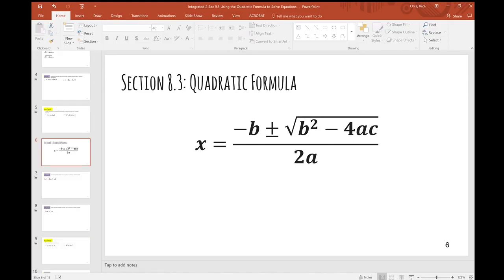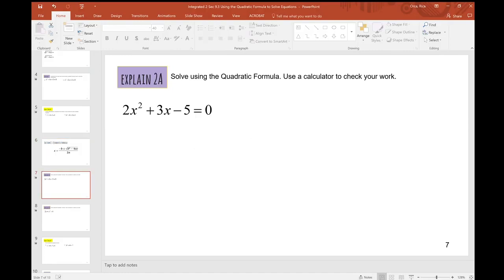Now let's look at a problem. Okay, so we have 2x squared plus 3x minus 5 equals 0. What I usually like to do with any quadratic equation is check to see if it's factorable. If it's not factorable, then you use the quadratic formula. Since this lesson is titled Using the Quadratic Formula, I'll go ahead and use the quadratic formula for the purpose of this lesson. Now, the quadratic formula is your last resort. So if all the other methods fail, this is the one to go to.